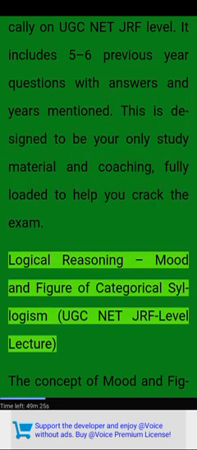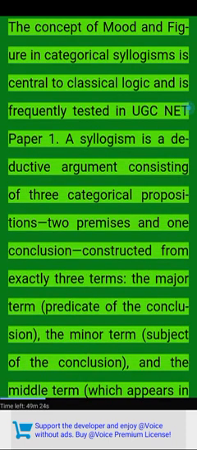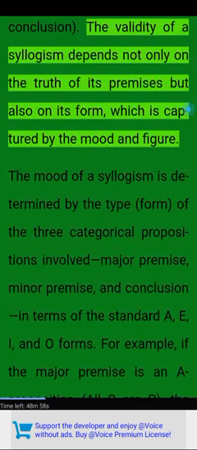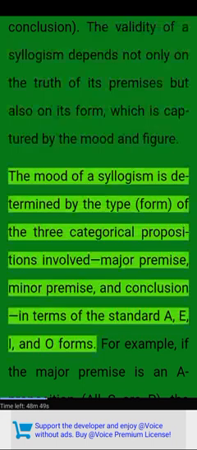Logical reasoning, mood and figure of categorical syllogism, UGC NET JRF level lecture. The concept of mood and figure in categorical syllogisms is central to classical logic and is frequently tested in UGC NET Paper 1. A syllogism is a deductive argument consisting of 3 categorical propositions, 2 premises and 1 conclusion, constructed from exactly 3 terms: the major term, predicate of the conclusion, the minor term, subject of the conclusion, and the middle term which appears in both premises but not in the conclusion. The validity of a syllogism depends not only on the truth of its premises but also on its form, which is captured by the mood and figure.